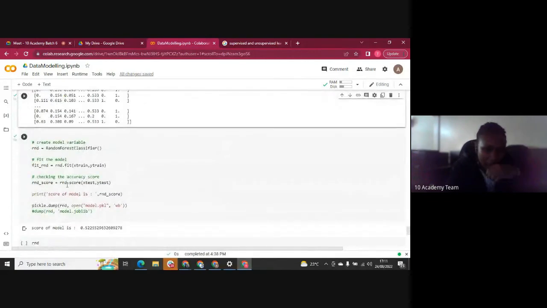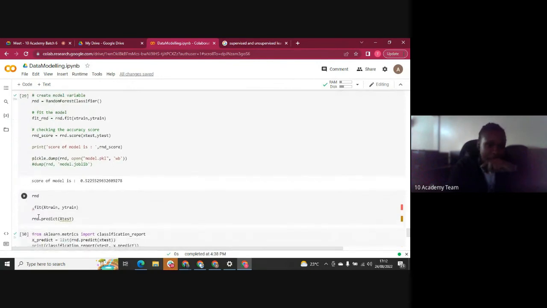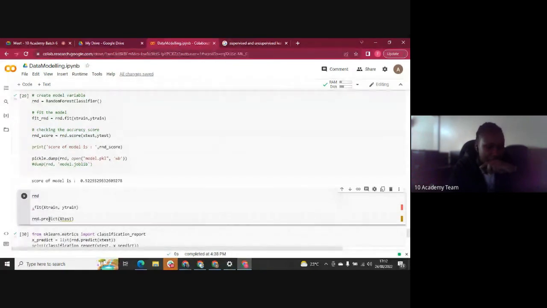So I haven't done any form of prediction here. This is bad. But again, it's the same thing. You just take your model and do some rnd.predict and you give it your test features.